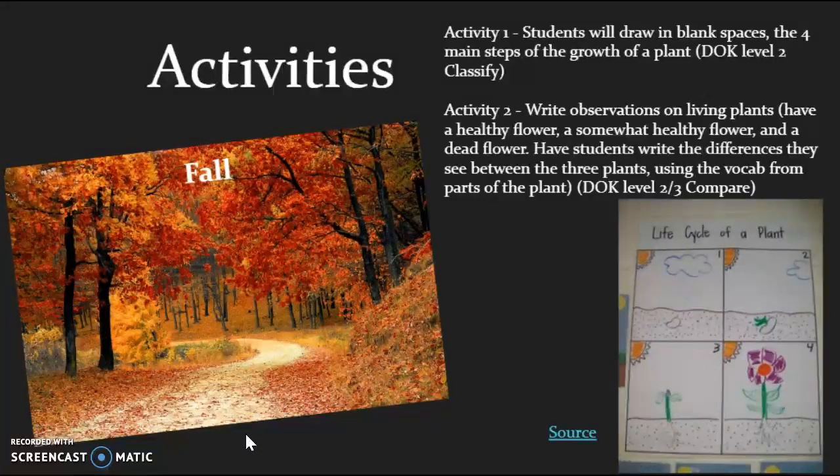And the second activity would be write observations on living plants. So they'll have a healthy flower, a somewhat healthy flower, and a dead flower to look at. And students will have to write the differences they see between the 3 plants using vocab from parts of a plant, which would be a DOK level 2 or 3 where they're comparing. So one flower would be green and the leaves are green, and then the dead flower would have leaves that are brown. The stem is drooped for the dead flower, so they would have to classify what they see.